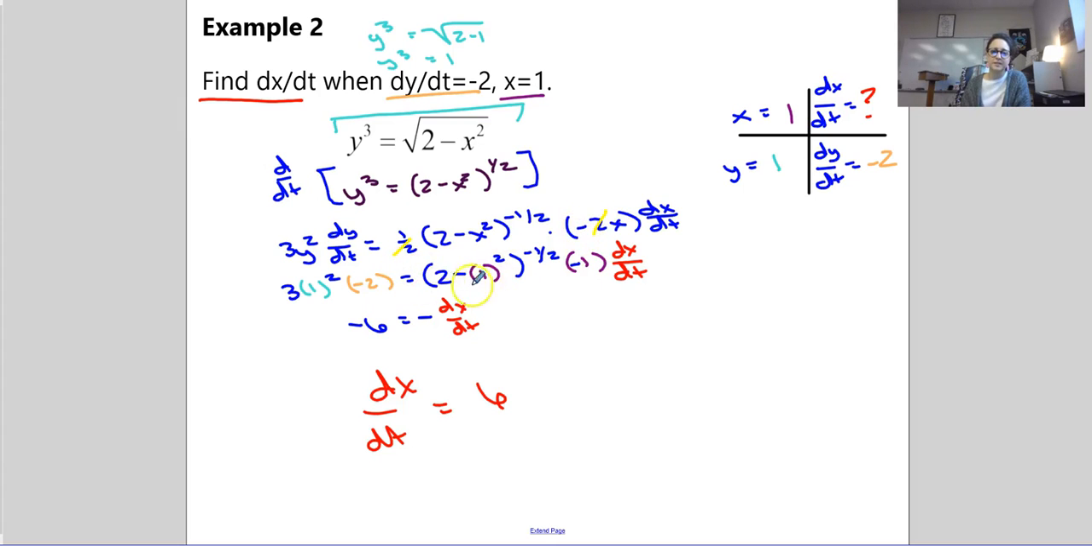The stuff in parentheses ends up being 1, right? And 1 to any power is 1, so basically that goes away. So you end up just getting negative 1 dx/dt on the right-hand side, negative 6 on the left-hand side, which gives us 6 as our final answer.